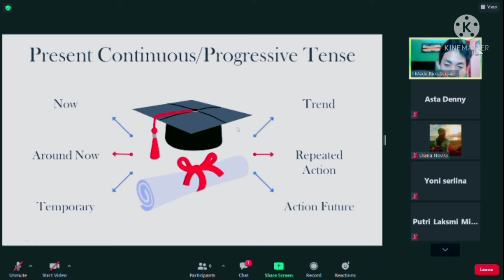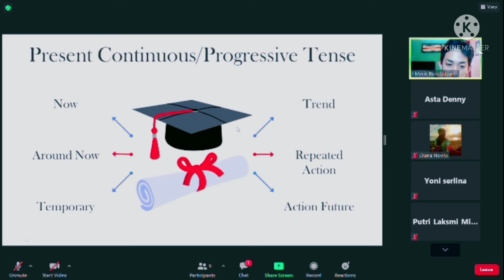For around now, it seems like now, but something is happening around you. Maybe the dog is barking. The dog is barking now. Something is happening, but not you doing the thing. The other person does the thing, and it's happening now.